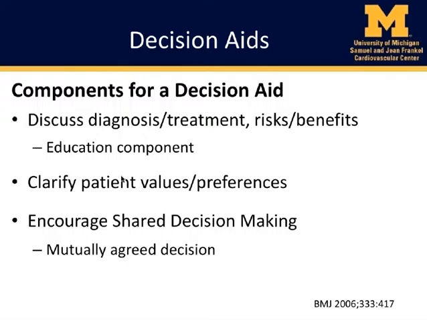And then lastly, you have to actually encourage a shared decision-making process. Help encourage both the doctor or the provider, along with the patient and their family, to come to a mutually agreed upon decision. So these three components are what are needed in order to have a decision aid that really facilitates or helps encourage these kinds of interactions.